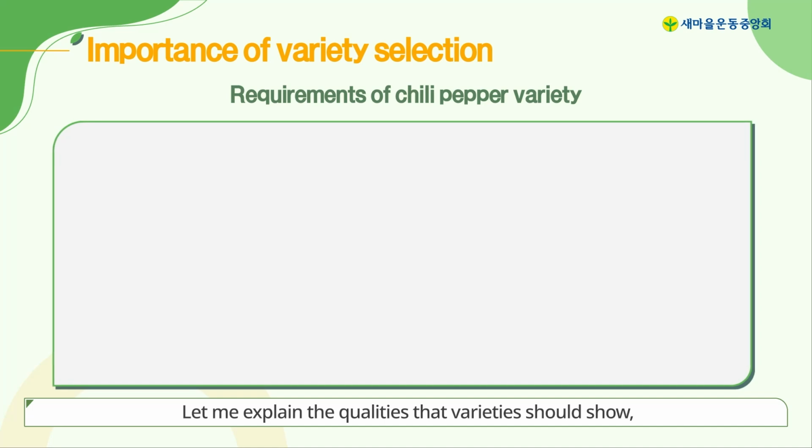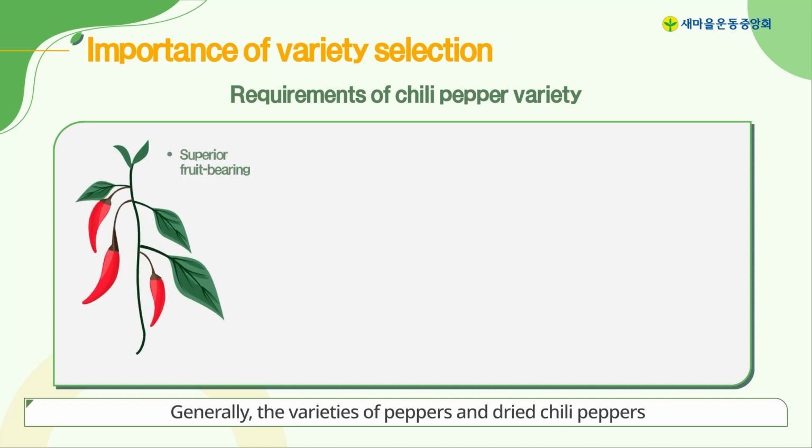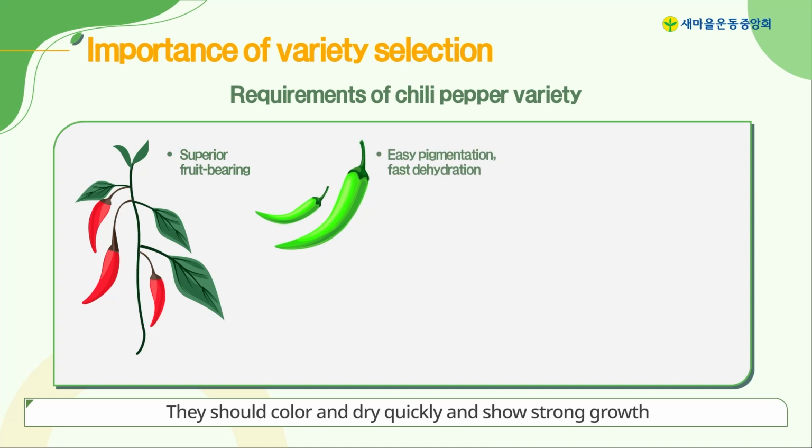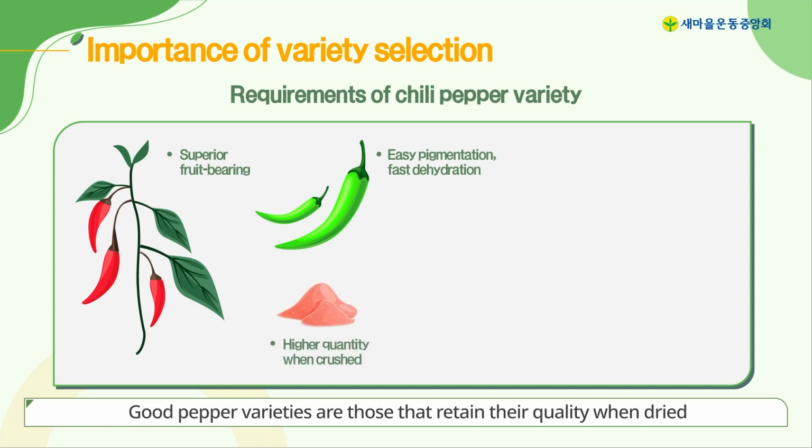Let me explain the qualities that varieties should show, using peppers as an example. Generally, the varieties of peppers and dried chili peppers have superior fruit-bearing qualities. They should color and dry quickly and show strong growth into the later growth phase, and their fruits should be uniform in shape. Good pepper varieties are those that retain their quality when dried and produce a high quantity when ground into powder.